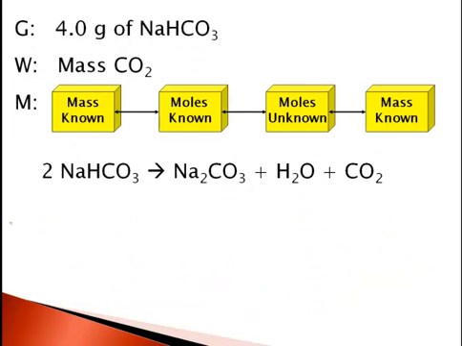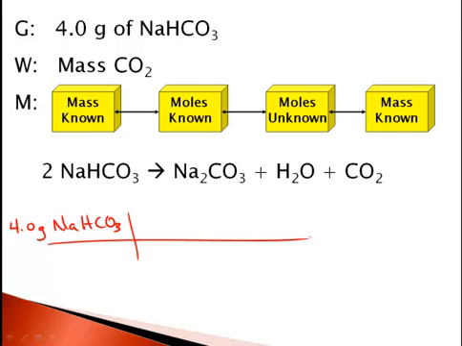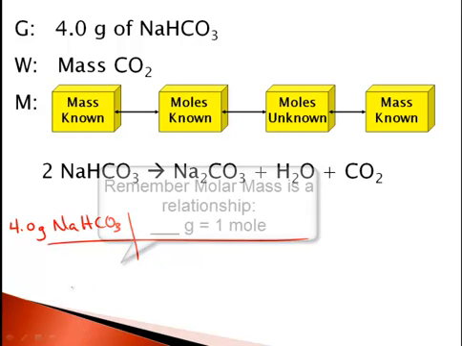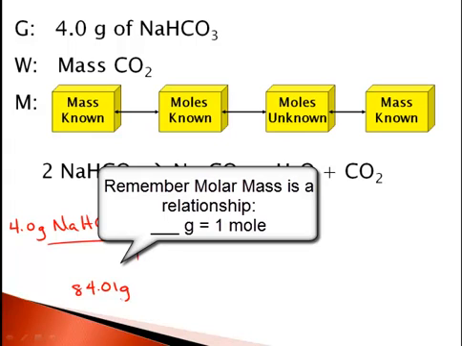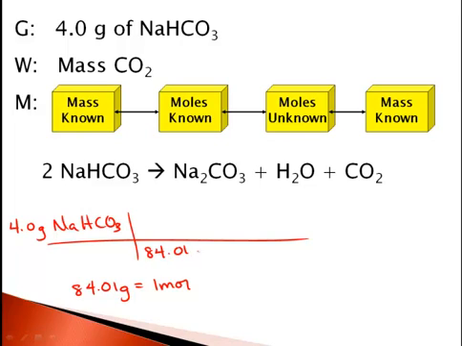So, starting with 4.0 grams of NaHCO3, we'll calculate the molar mass of NaHCO3. Na is 22.99 plus 1.01 for hydrogen, plus 12.01 for carbon, plus 3 times 16, and we get a total mass of 84.01 grams equals 1 mole. So we'll put 84.01 grams of NaHCO3 on the bottom, and 1 mole of NaHCO3 on the top.